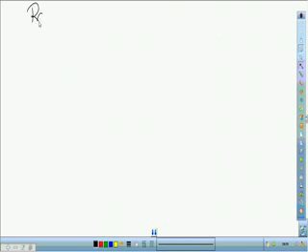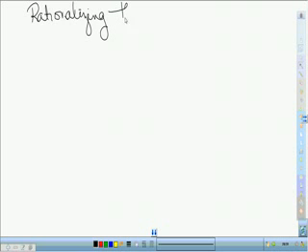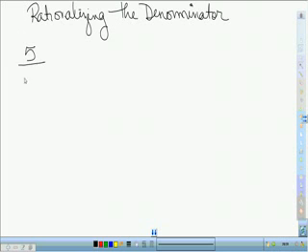Next we have rationalizing the denominators. Rationalizing the denominator is one of those things like using your salad fork and not using it for your steak. You're expected to know how to rationalize a denominator.